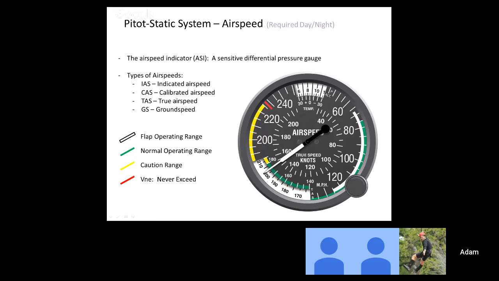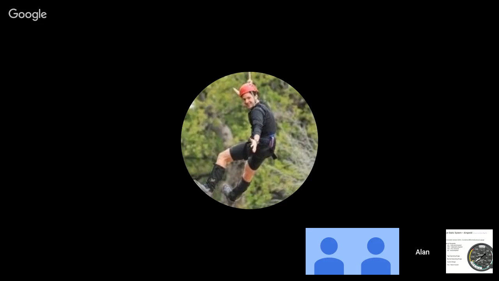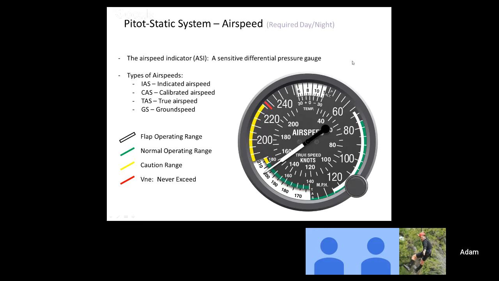The white bar is an interesting one. You'll see it in all kinds of aircraft, and that's the flap operating range of the aircraft that you're flying. Essentially, what it means is while you're within that white range, over here from say 67 miles per hour to 125, you may operate the flaps of the aircraft. Above that white bar, the aircraft is not certificated to be flown with the flaps operated. And of course, below the white bar, non-issue, because typically that's below stalling speed.